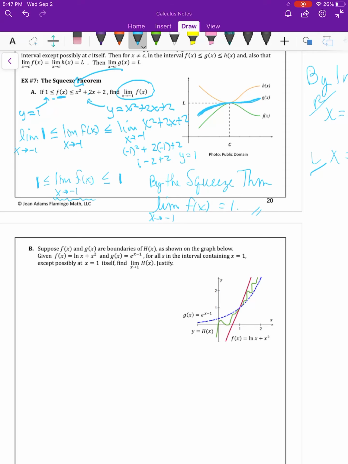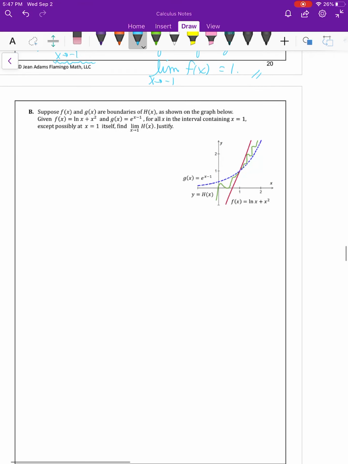Since our limits of the first term and the last term equal the same value, then the squeeze theorem tells you that the limit of the middle term has to be that value. And we have one more, and it's showing you the function here.